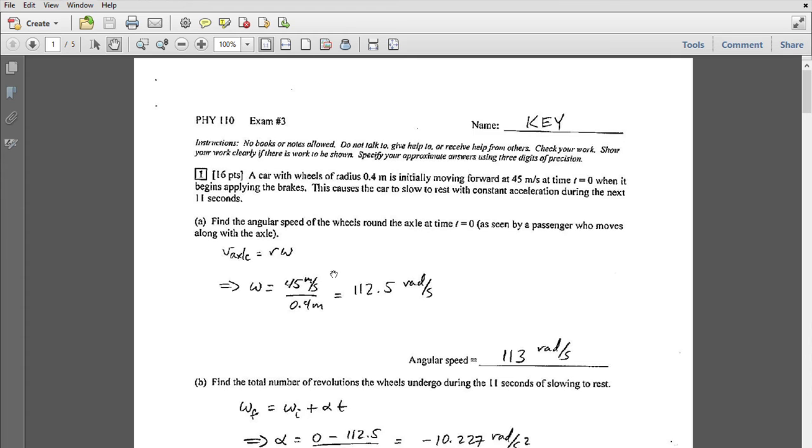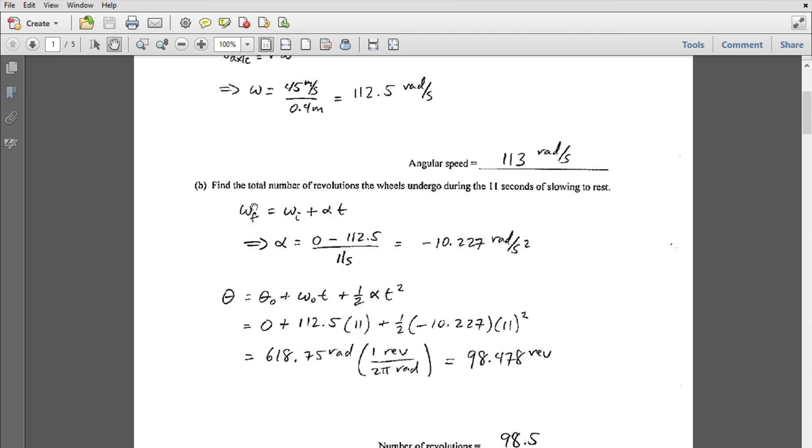at time t equals 0, we know the axle is moving relative to the ground at 45 meters per second. And we have our relationship for rolling without slipping that says the speed of the axle is equal to r times omega, where omega represents the rotation rate around the axle. So therefore we can solve for omega by doing v axle divided by the radius of the wheel. And that gives us something close to 113 radians per second.